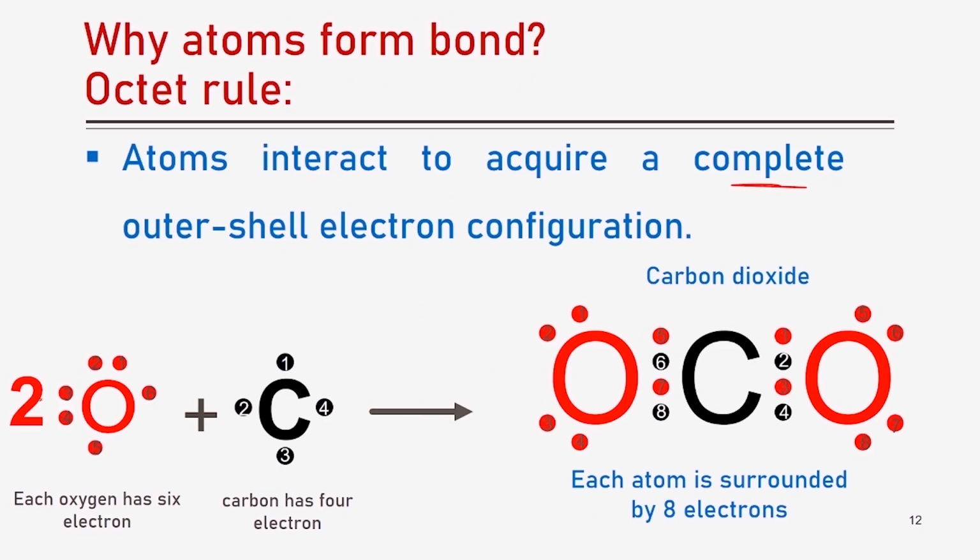Here, the reaction between oxygen gas and carbon to form carbon dioxide. Each oxygen has 6 valence electrons and the carbon has 4 valence electrons. The 2 oxygen atoms share 2 electrons each, and the carbon atom shares its 4 electrons with the 2 oxygens. Now, each atom in the carbon dioxide is surrounded by 8 electrons.